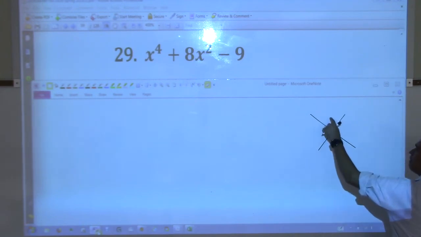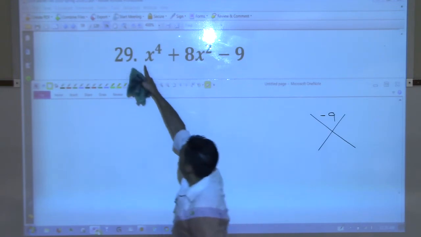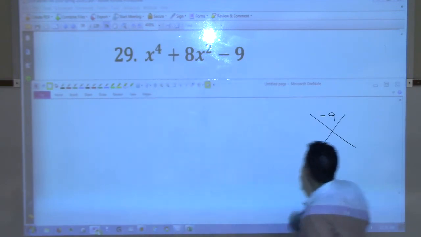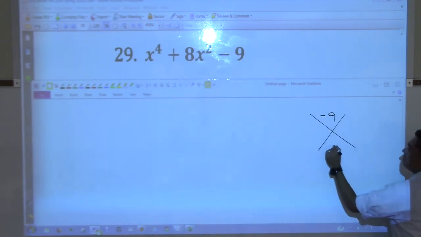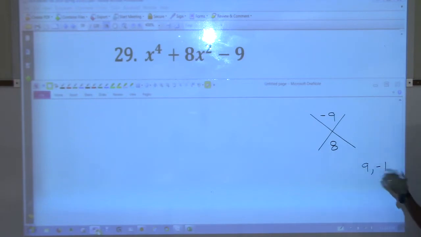What number goes up top here? -9, and that's multiplying the 1 in front of x to the 4th times -9, and then the number here would be 8, right? Positive 8. And now you get to mess around with these numbers. So can you get two numbers to multiply to be -9 and add up to be positive 8? 9 and -1. I also heard -1 and 9. Either way you write them.